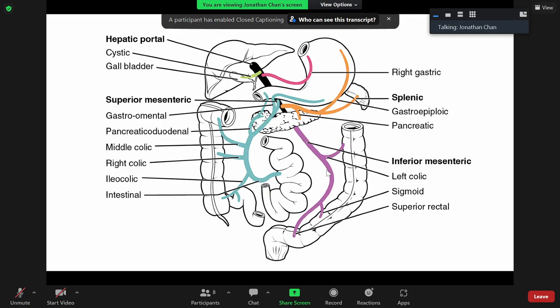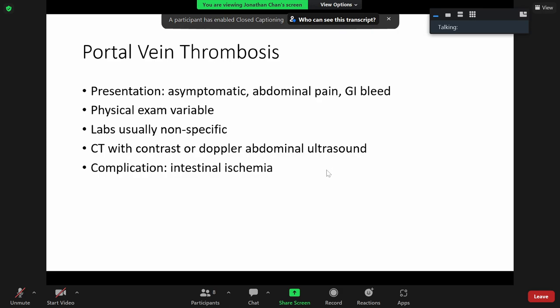Let's talk a little bit about the portal vein here. The portal vein is formed between the splenic and superior mesenteric veins that drain the spleen and the small intestines, which we can see right here. This is where the portal vein is right here. A portal vein thrombosis is a clot in the portal vein.